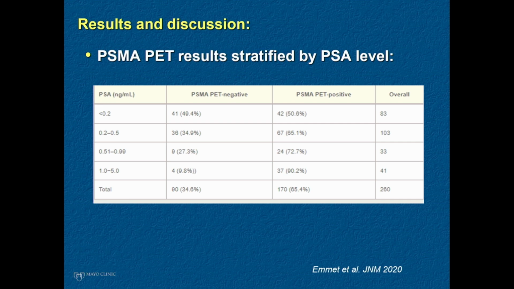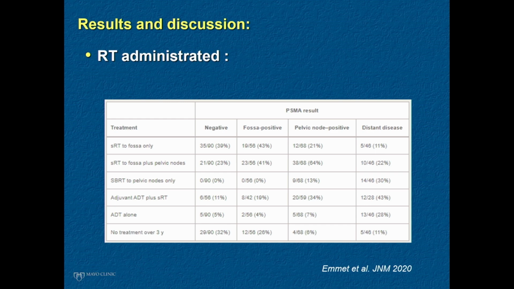And here, as you've heard actually quite a few times, the PET results are reflected by the PSA values here. You can see here when you have a value of less than 0.2, 0.2 to 0.5, again, that 50% is right on target in most studies. And you can see here how the RT was administered based on the treatment, as well as the negative, the fossa positive, and the pelvic nodal disease versus distant disease that was seen on PET.